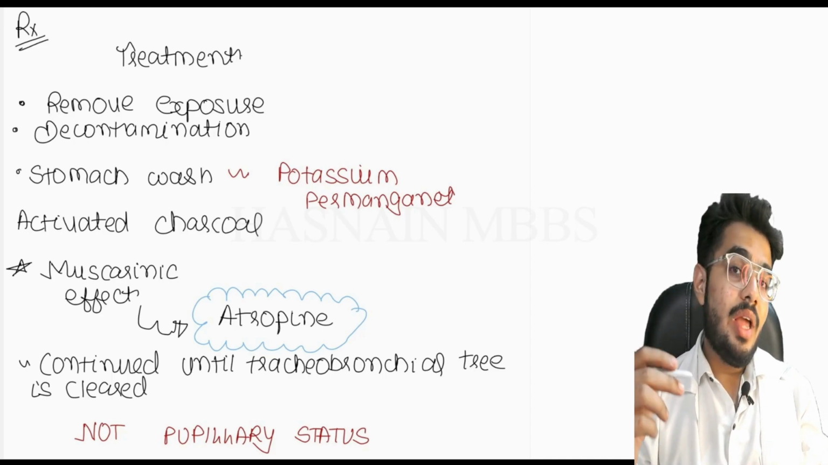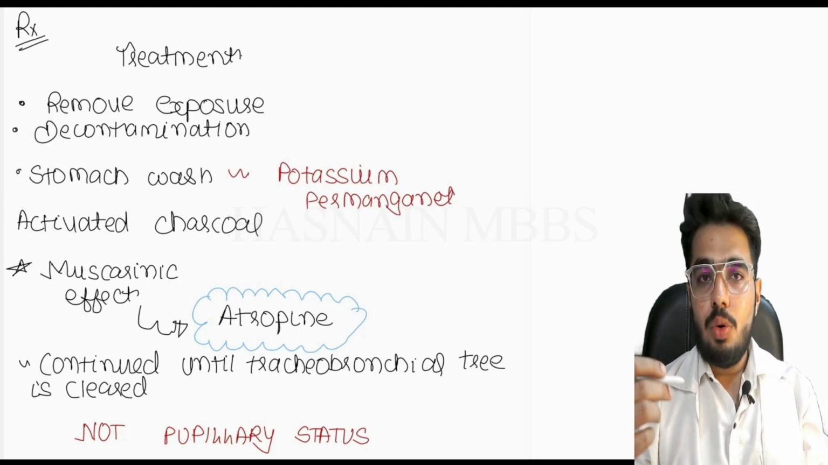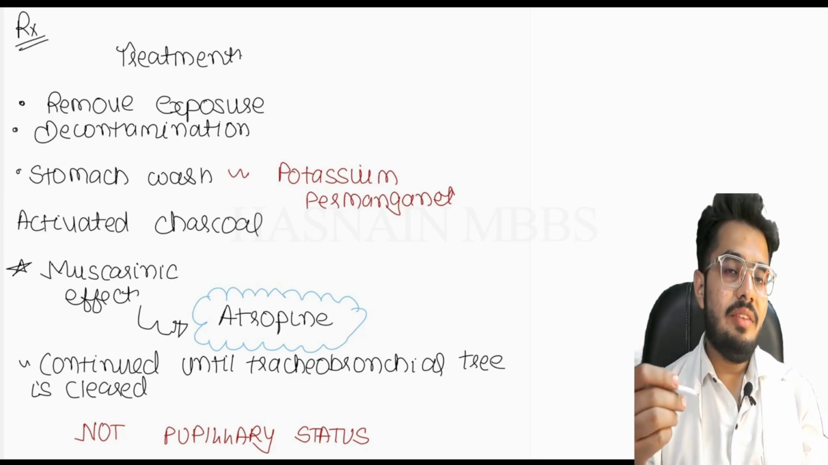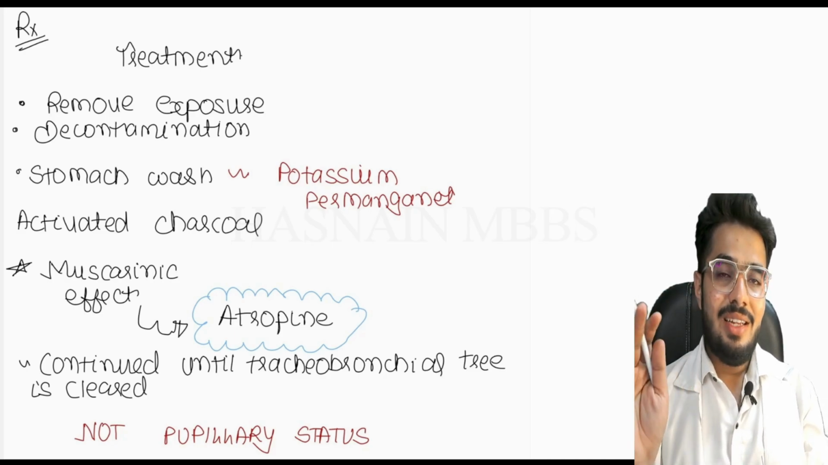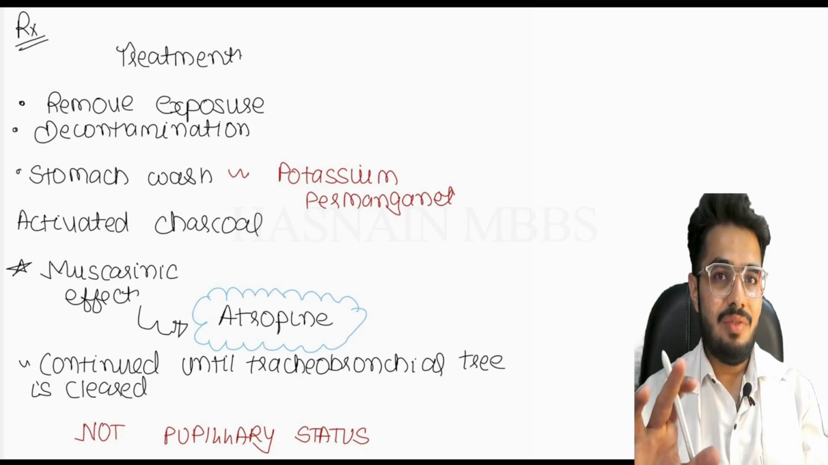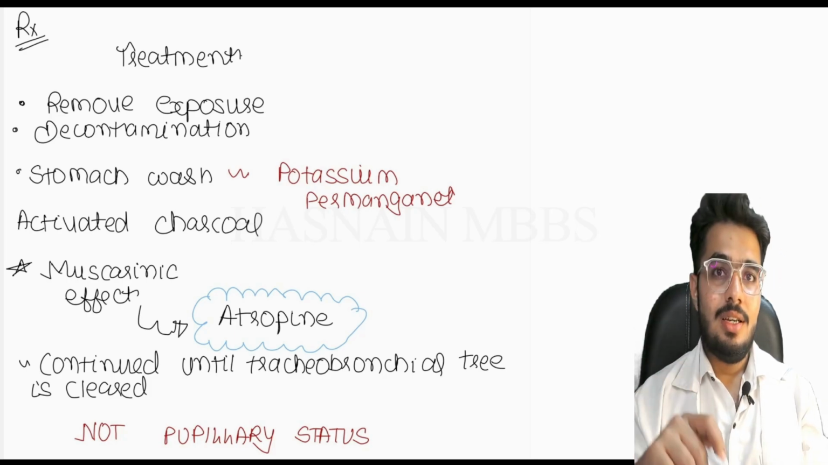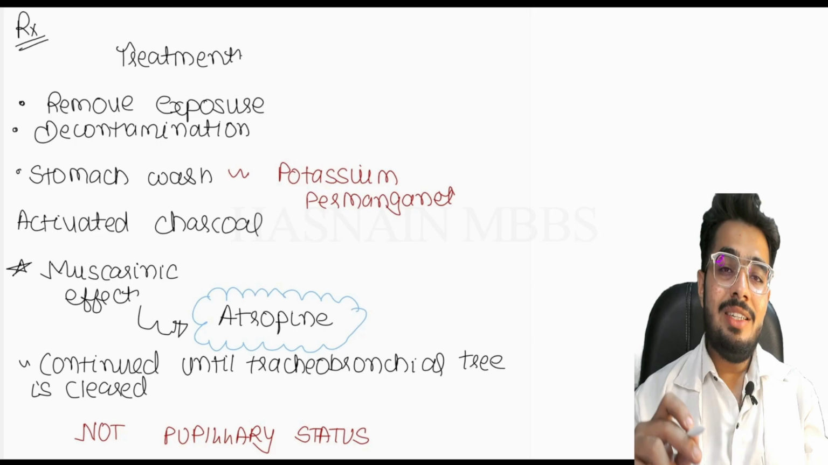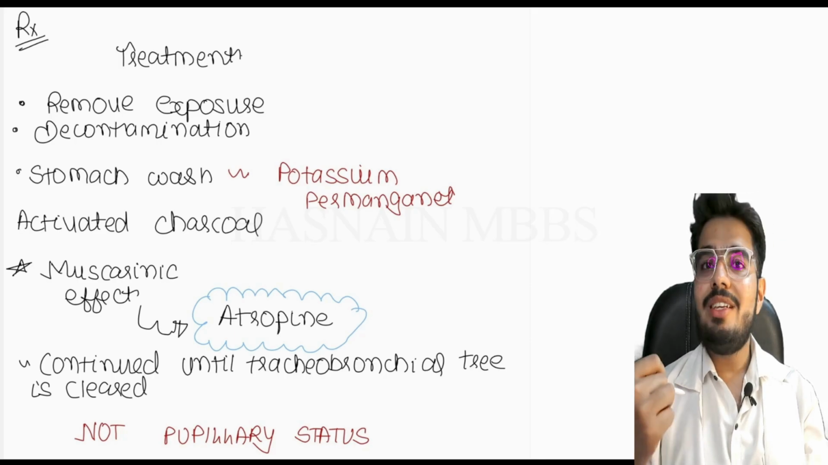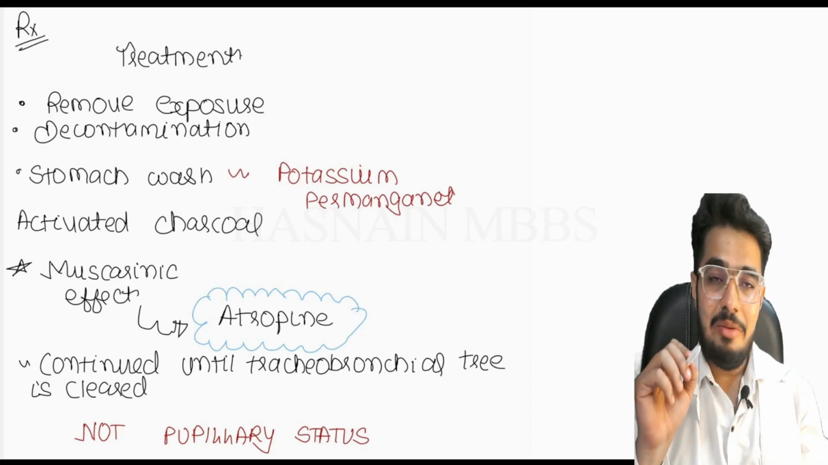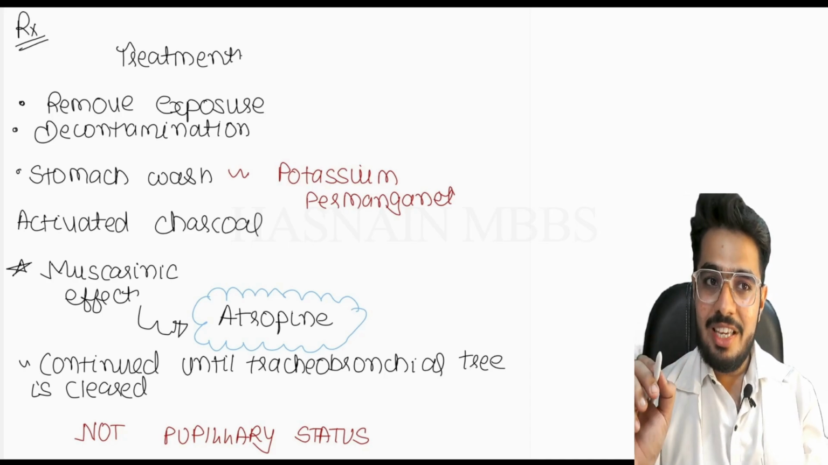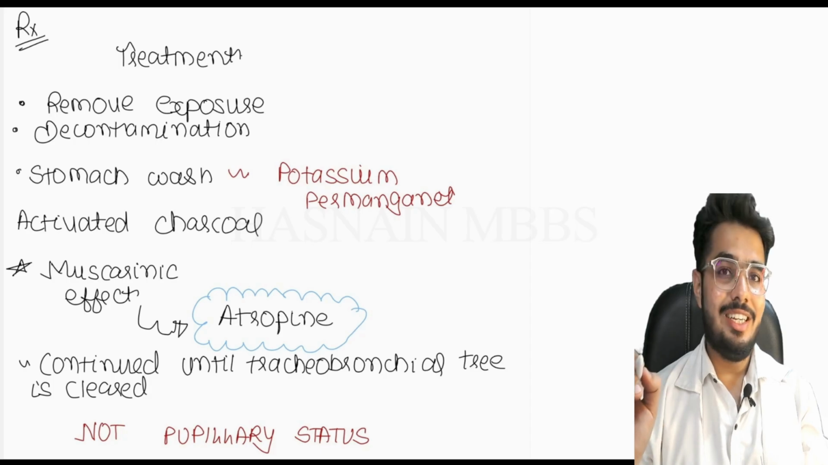Many students make a mistake in the viva here. They say we give atropine till the pupillary status is fixed, that the pinpoint pupil is resolved, but this is not the right answer. Atropine is given till the tracheobronchial tree is clear. Please mark this with a star and remember this point. Atropine is given till the tracheobronchial tree is cleared.